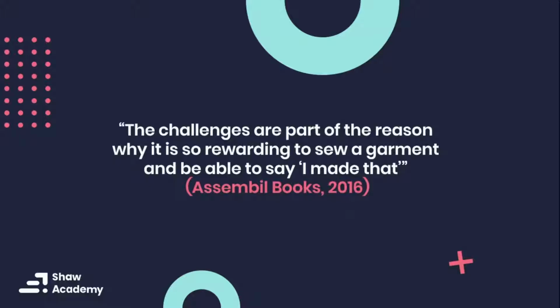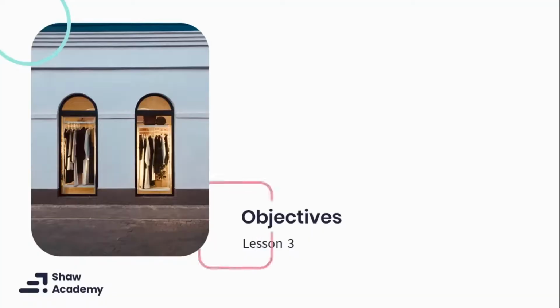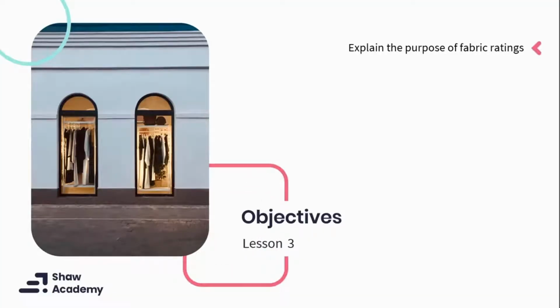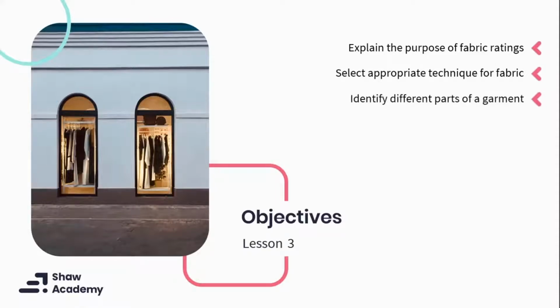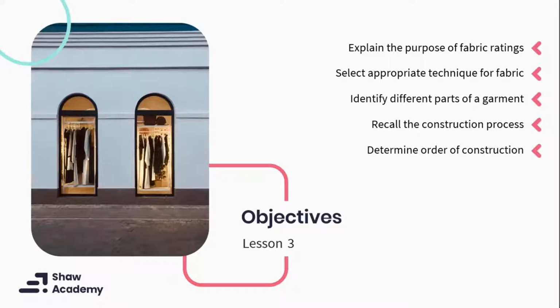Our quote for today is, "The challenges are part of the reason why it is so rewarding to sew a garment and be able to say, 'I made that.'" Today's objectives are to explain the purpose of fabric ratings, to select the appropriate technique for fabrics, to identify different parts of a garment, to recall the construction process, and to analyze garments to determine the order of construction.